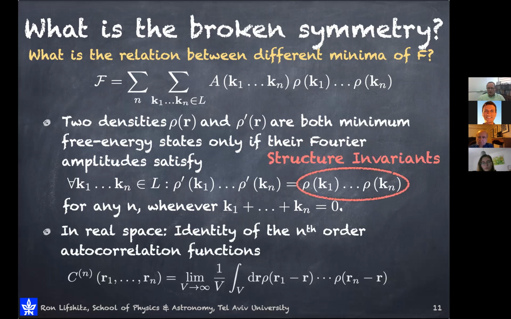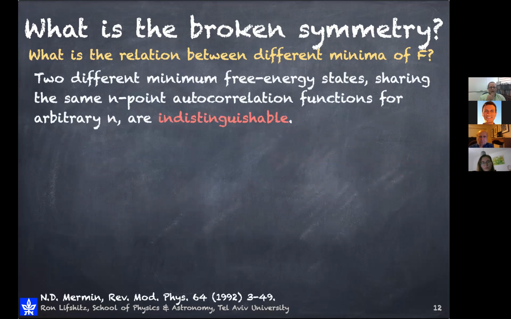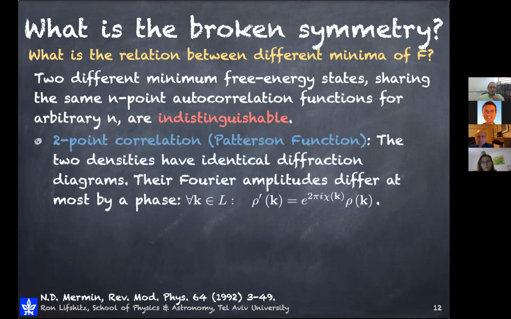And in fact, crystallographers, and maybe we have some crystallographers in the audience, know that these products of Fourier coefficients at wave vectors that add up to 0 are very important for crystal structure determination. These are the so-called structure invariants. Okay, so let's go on. I want to talk about two such minimum free energy states sharing the same endpoint autocorrelation function. So I better give it a name, and we say that two such states are indistinguishable if they have all the same endpoint autocorrelation functions.